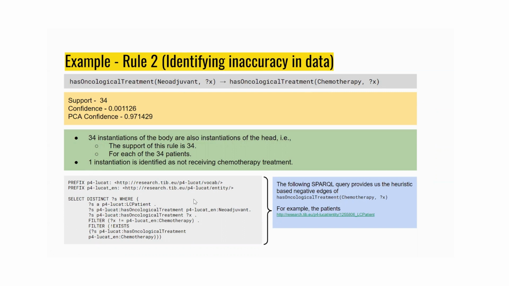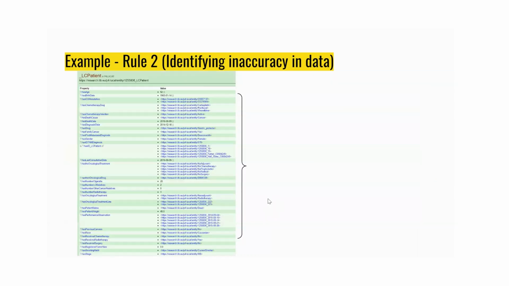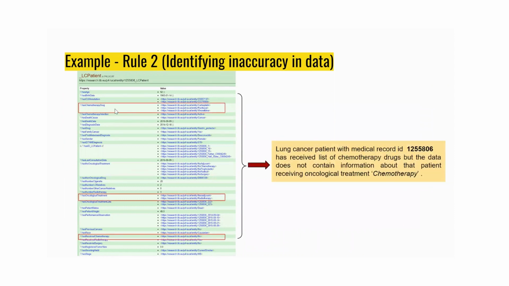And using the SPARQL queries mentioned below, we can identify that there was one patient who did not receive chemotherapy treatment. As we can see here, this patient has received chemotherapy drugs, which are carboplatin, paclitaxel, and vinorelbine. But when it was recorded, the oncological treatment is not chemotherapy. It was only neoadjuvant and radiotherapy, which states that there is an error in the data.